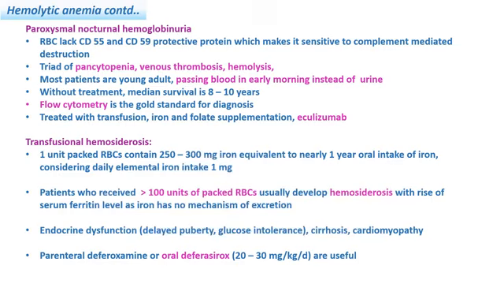Transfusional hemosiderosis: 1 unit of RBC contains 250 to 300 milligram iron, equivalent to nearly 1 year of oral intake of iron, considering daily elemental iron intake of 1 milligram. Patients who receive more than 100 units of packed RBC usually develop hemosiderosis with rise of serum ferritin level, as iron has no mechanism of excretion. Endocrine dysfunction, delayed puberty, glucose intolerance, cirrhosis, cardiomyopathy. Parenteral deferoxamine or oral deferasirox 20 to 30 milligram per kg per day are useful as treatment or prevention.